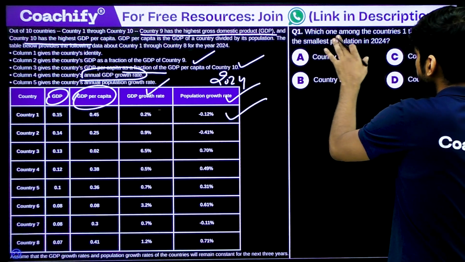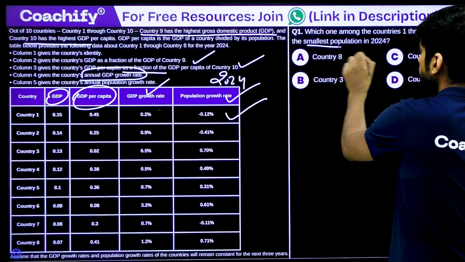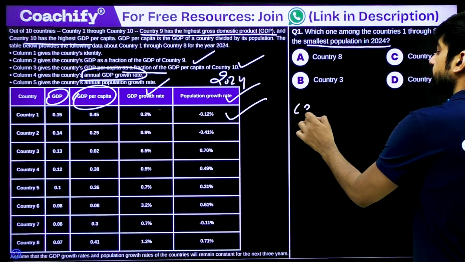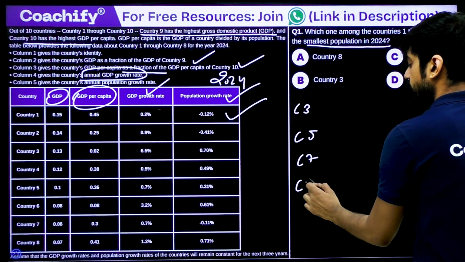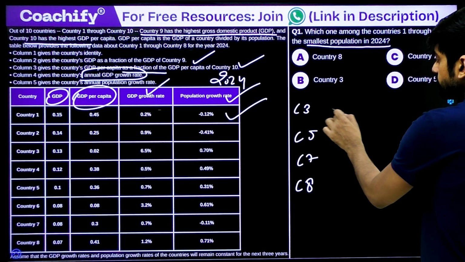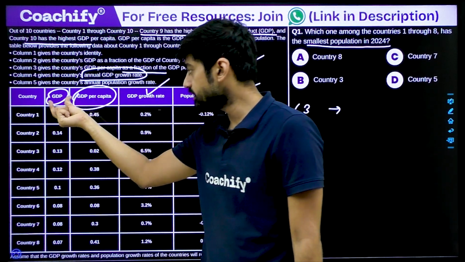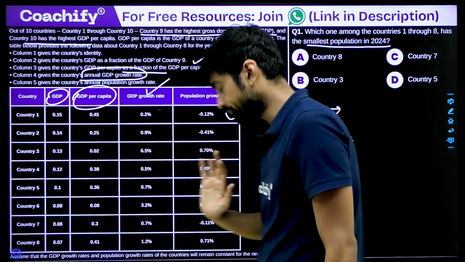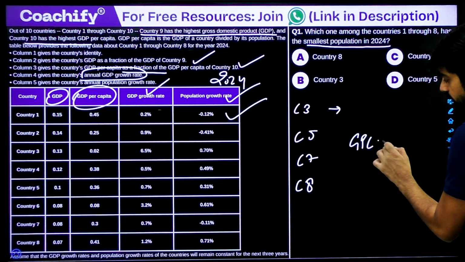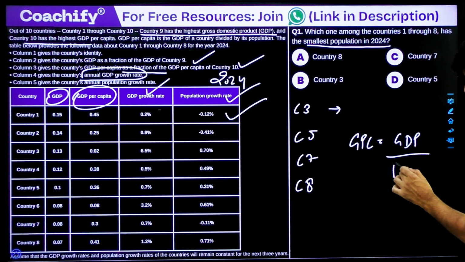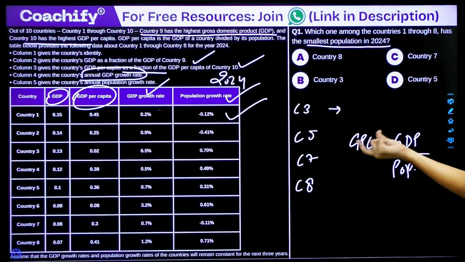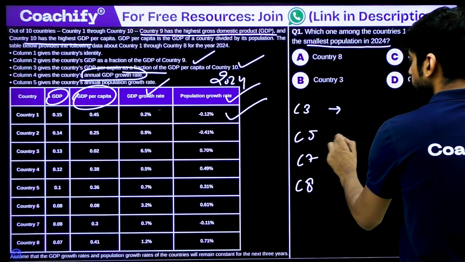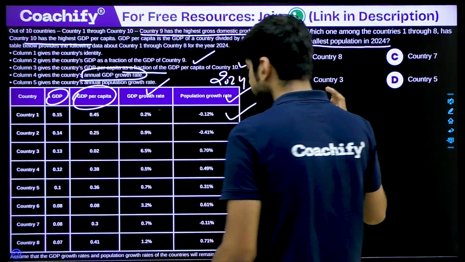So very first question, which one among the countries 1 through 8 has the smallest population in 2024? And we have to calculate this for these 4 countries. So let's calculate for country 3, country 5, country 7 and country 8. And how we can find out population? So we have seen simply GDP per capita is there, GDP is there. So when you divide GDP by GDP per capita, then you can find out population. Why? Because GDP per capita you can find out by dividing GDP value with population, right? So now when you divide GDP by GDP per capita, then you can find out population. Simple. So now all we need to do is take these figures for these 4 countries and compare the fractions.